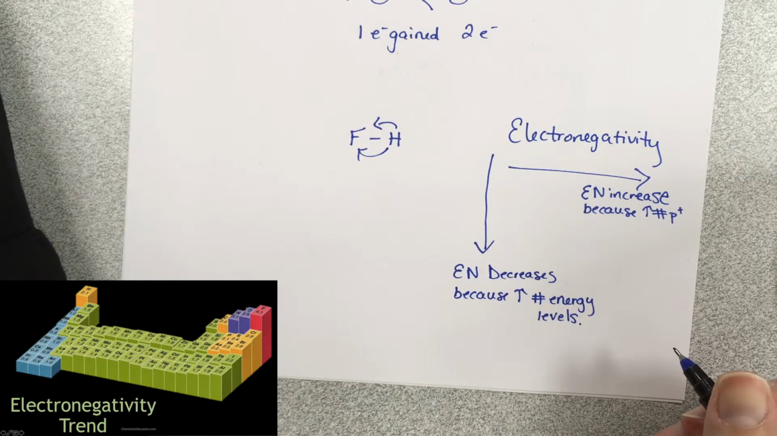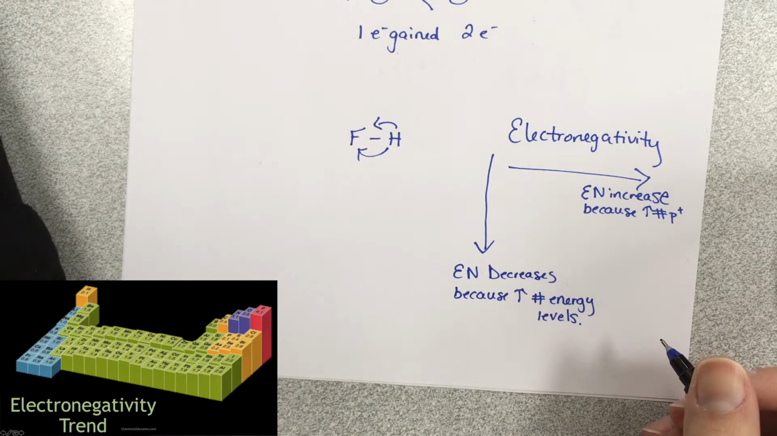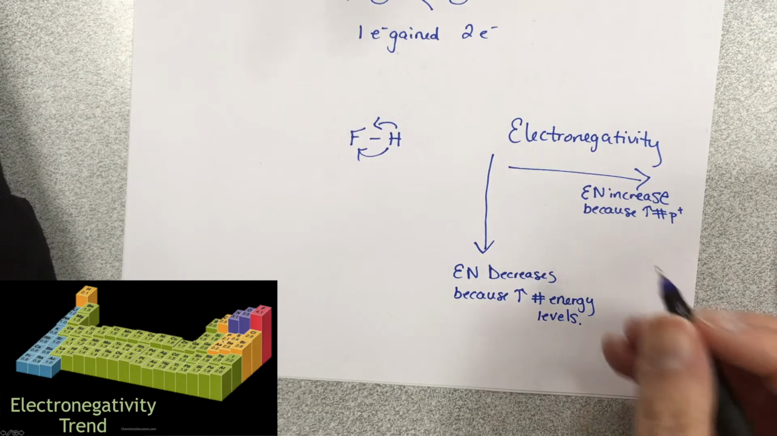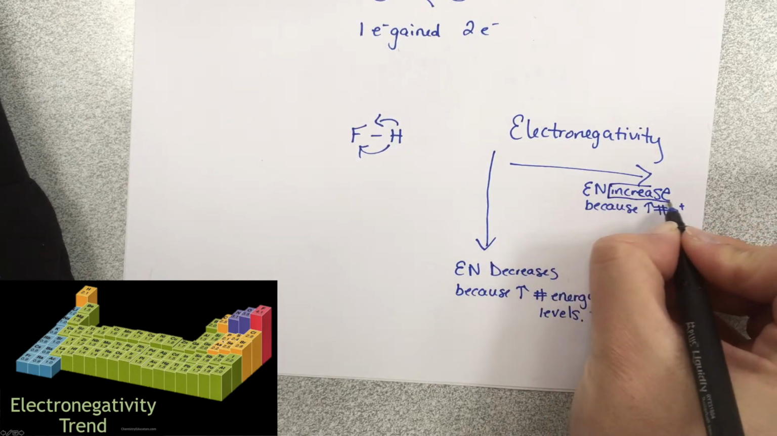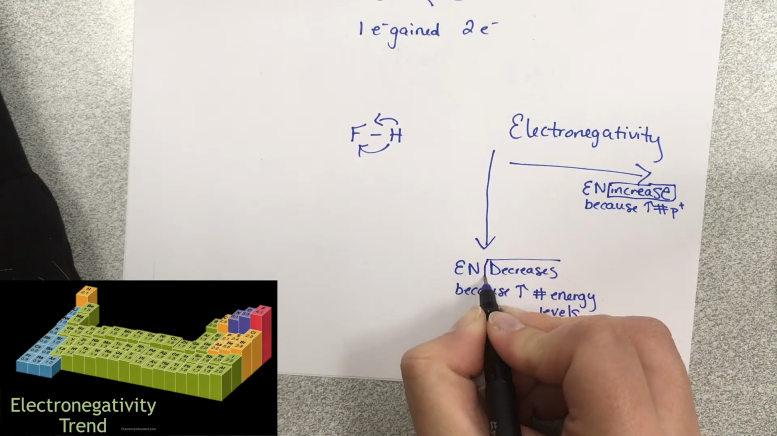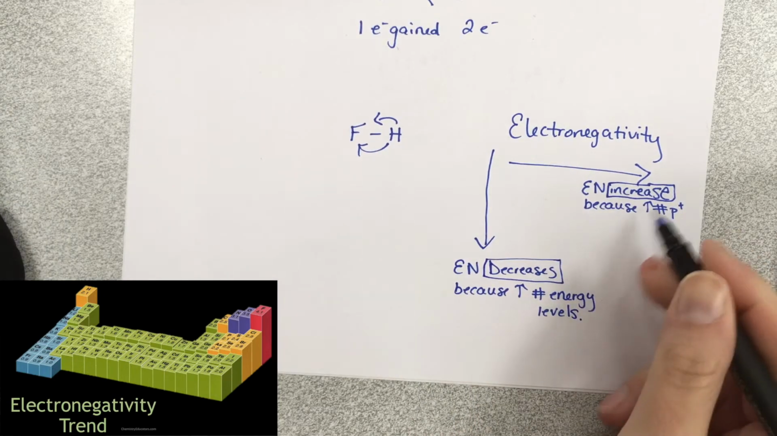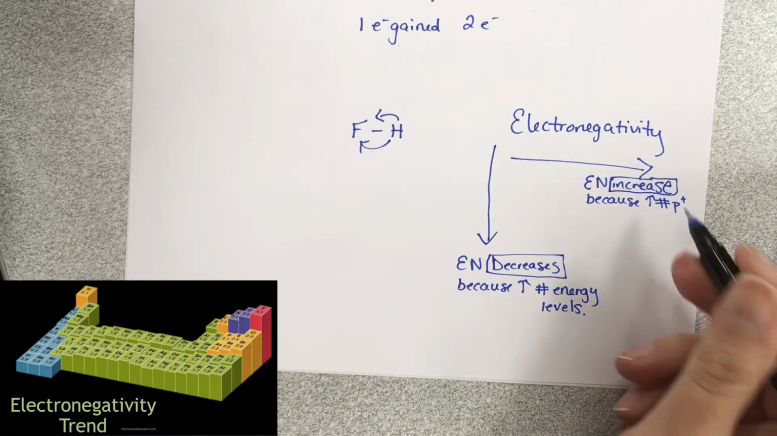You'll see that fluorine is really high, and then it kind of goes down as you go down a group. It gets smaller, and as you go across the period, it gets higher. So just keep in mind that this is actually opposite of the atomic size. Okay, so just keep that in mind. But the reason they are changing is because of the same reasons.